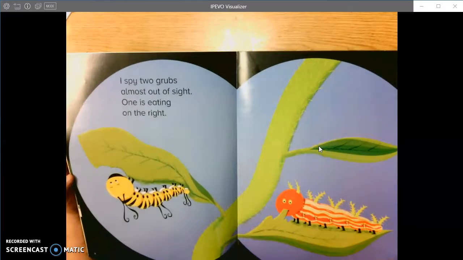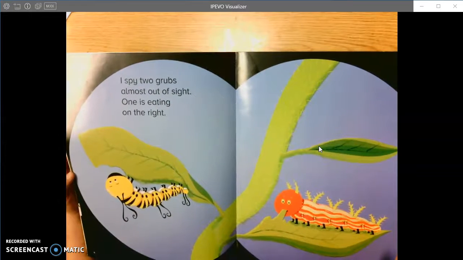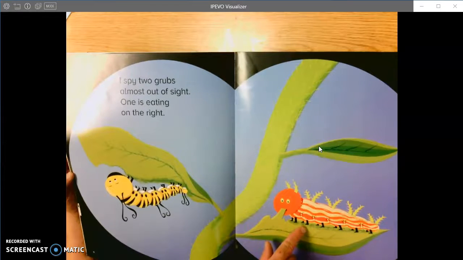I spy two grubs almost out of sight. One is eating on the right. Which one is on the right? This one or this one? That's right, this one. This one is on the left.